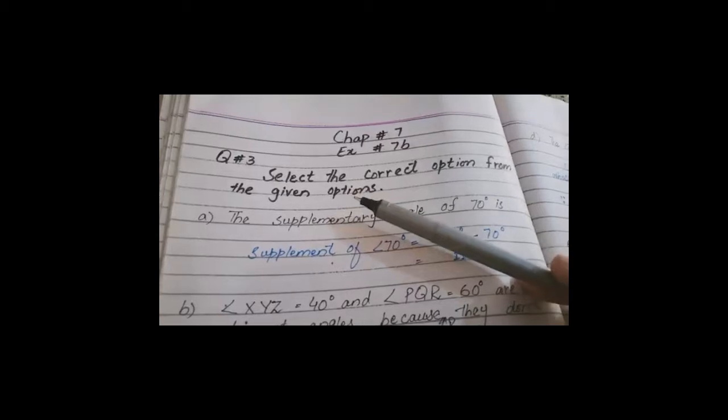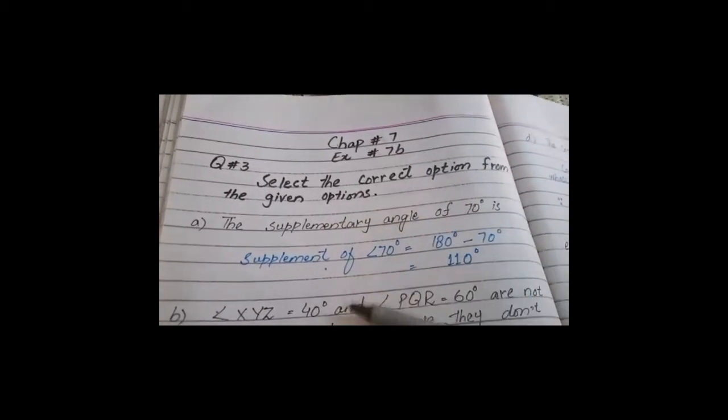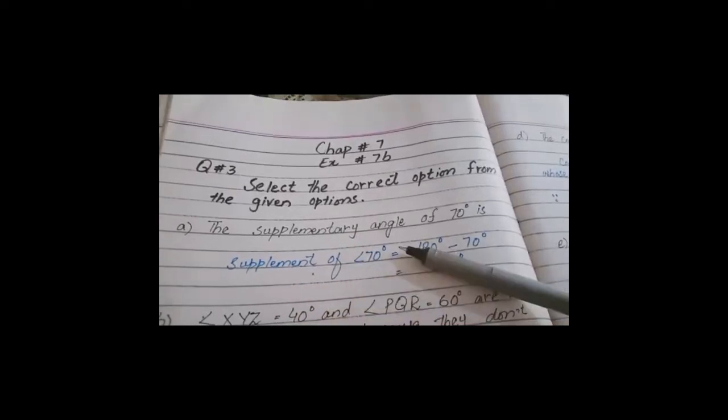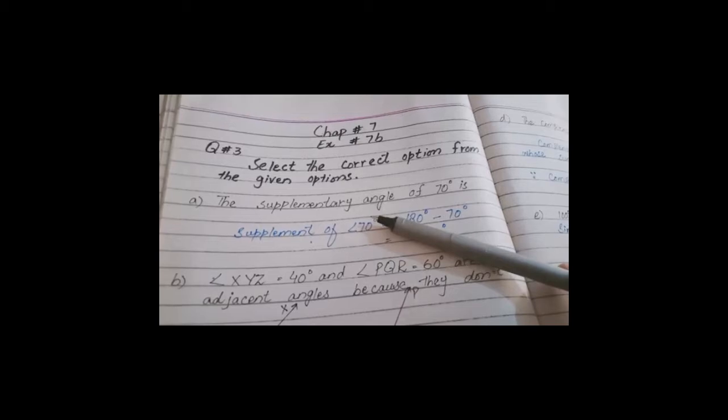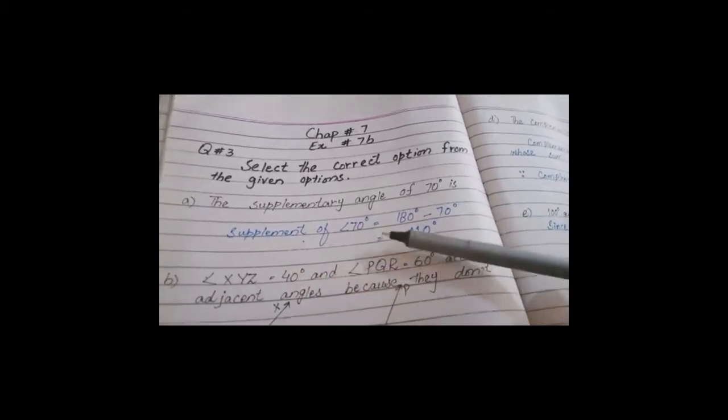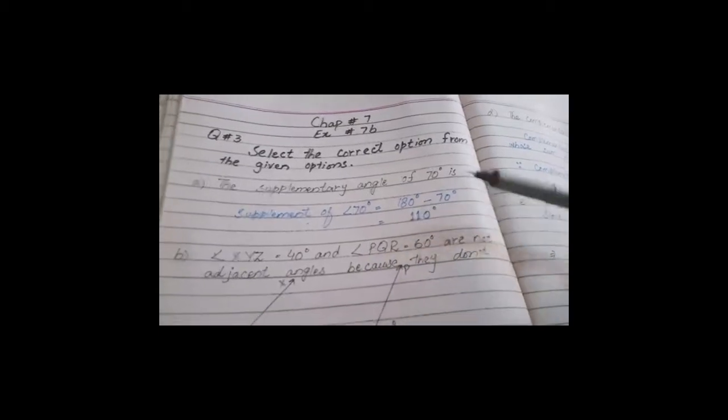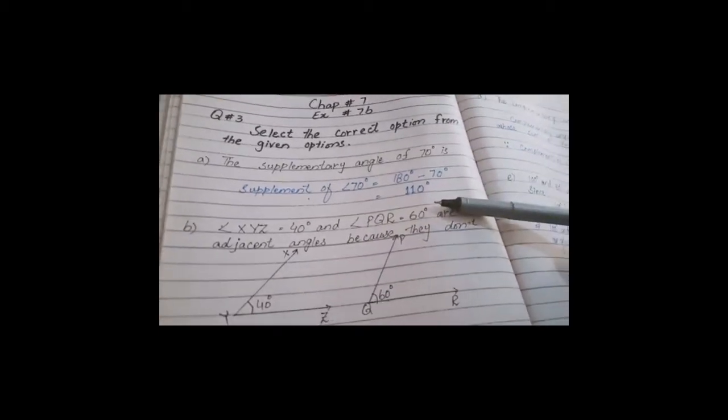Exercise 7b, question number 3. Select the correct option from the given options. A: the supplementary angle of 70 degree is... We know that supplementary angles are those angles whose sum is 180 degree. So the supplement of 70 degree will be equal to 180 degree minus 70 degree, that is 110 degree.